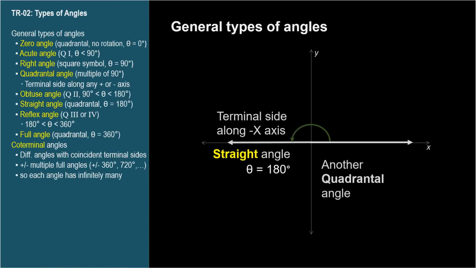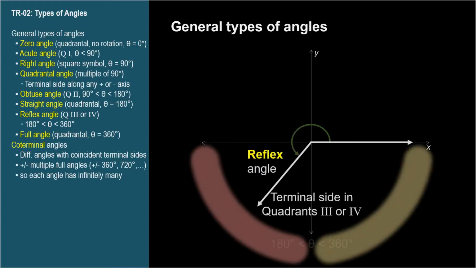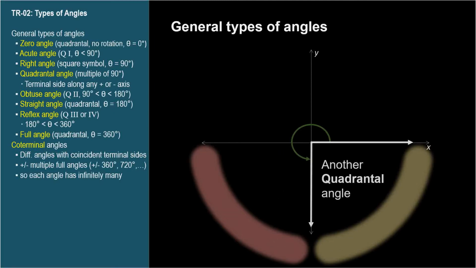since its terminal side lies along a coordinate axis. Angles having their terminal sides down in quadrants 3 or 4 are called reflex angles, since they're greater than 180 degrees and less than 360 degrees. This quadrantal angle is also a reflex angle, even though it isn't technically in quadrant 3 or 4, but right between them. It's still a reflex angle since its measure is between 180 and 360 degrees.